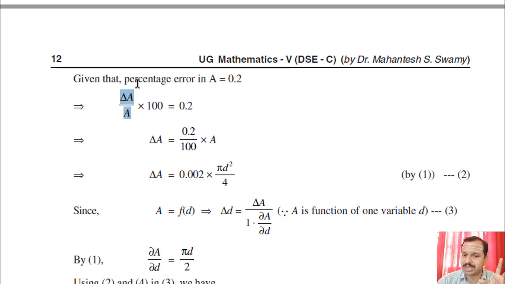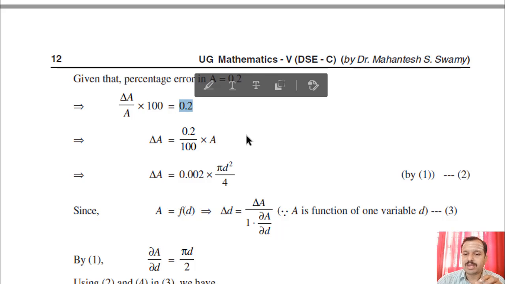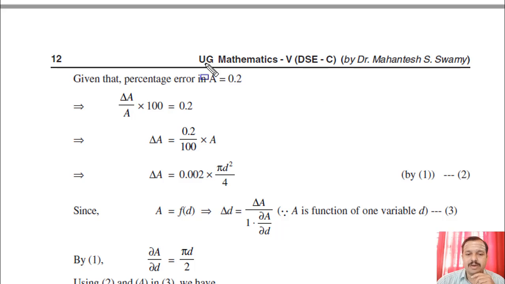So LHS has been written like this, and on RHS we are having 0.2 as it is. Now, keeping this delta A as it is on LHS, taking the other quantities to the right hand side, we get this expression. Now if we simplify, 0.2 divided by 100 means 0.002. Two more zeros are coming in between the point and 2. So we are having 0.002 into A. A value is pi d square by 4.